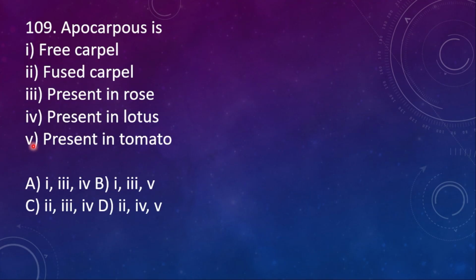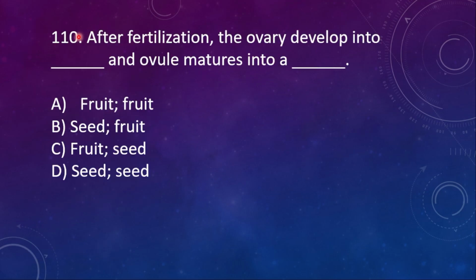109. Apocarpous is free carpel, 2 fused carpel, 3 present in rose, 4th present in lotus, and then 5th present in tomato. And then here right option, apocarpous is free carpel, correct, fused carpel is wrong, present in rose correct, and then present in lotus correct.